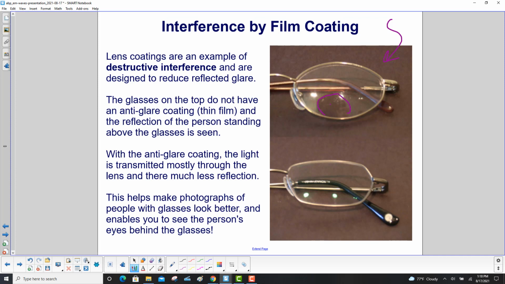Perhaps there's his head, there's his eyes, and here's the light in the room. Okay? With the anti-glare coating, the light is transmitted mostly through the lens, and there is much less reflection. Can't see the guy anymore. This helps make photographs of people with glasses look better and enables you to see the person's eyes behind the glasses.